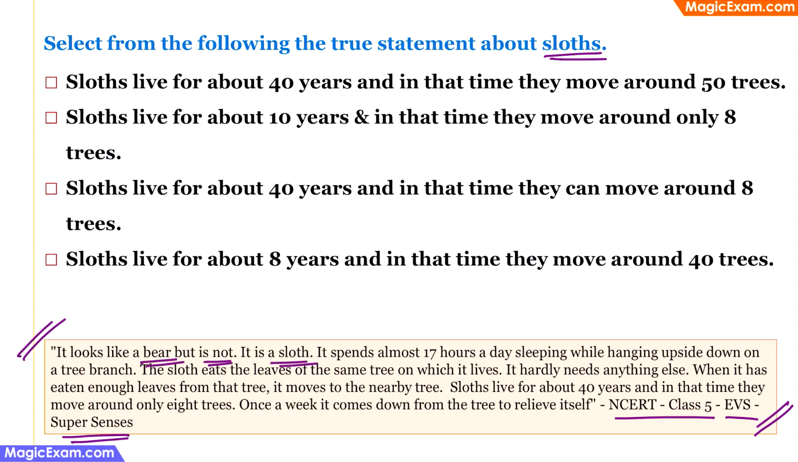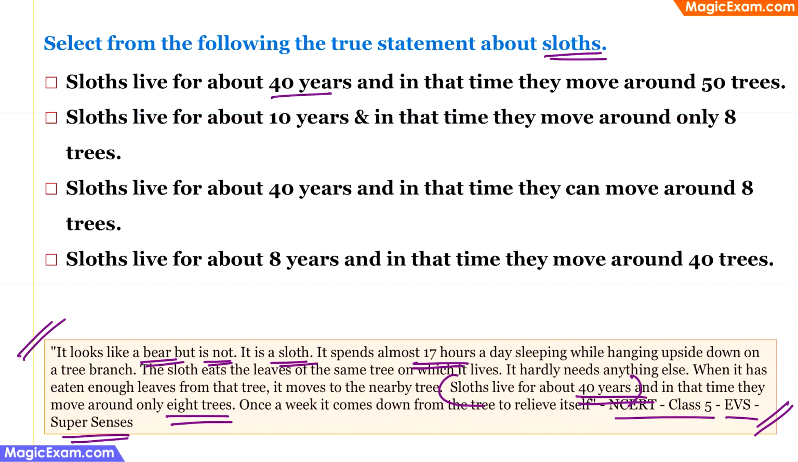It is a sloth. And there is some information given here saying that it spends almost 17 hours a day sleeping while hanging upside down, and it lives for around 40 years. And in that time, they move only around 8 trees. So let's look at the answer choices. So it should say that sloths live for 40 years. So the first one says sloths live for 40 years.